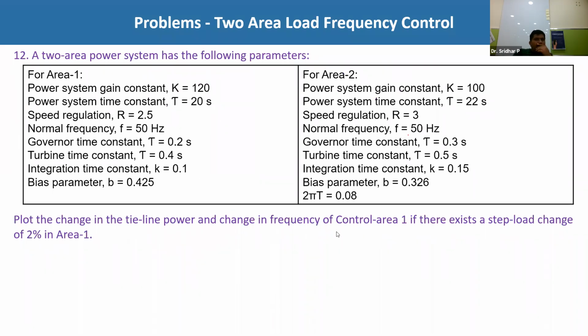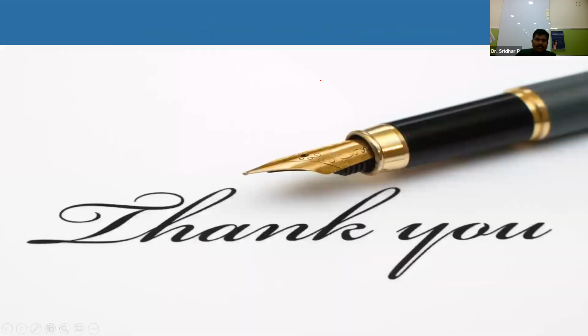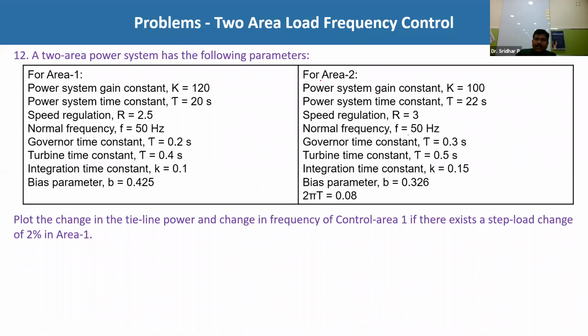In my last class, we discussed plots of a two-area system, but there we assumed that area 1 and area 2 are the same. Area 1 and area 2 were identical.